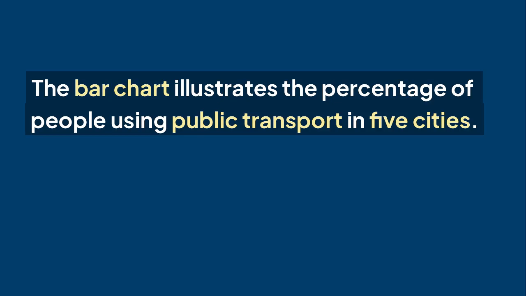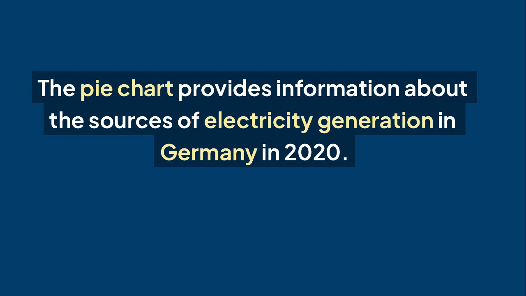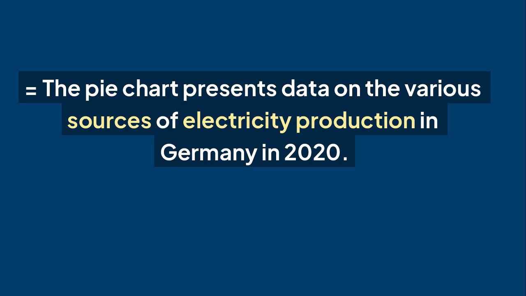The bar chart illustrates the percentage of people using public transport in 5 cities. Equals the bar graph depicts the proportion of individuals who use public transportation in 5 different cities. The pie chart provides information about the sources of electricity generation in Germany in 2020. Equals the pie chart presents data on the various sources of electricity production in Germany in 2020.